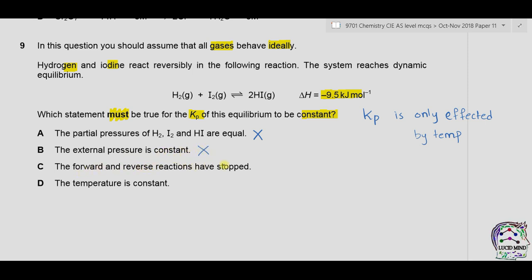C. The forward and reverse reactions have stopped. This is not possible because at equilibrium it is dynamic in nature, in which forward and reverse reactions are continuously occurring. D. The temperature is constant. This is the only option that is true because temperature can affect the value of Kp. So in order to keep Kp constant, the temperature must be constant. The answer is therefore D.